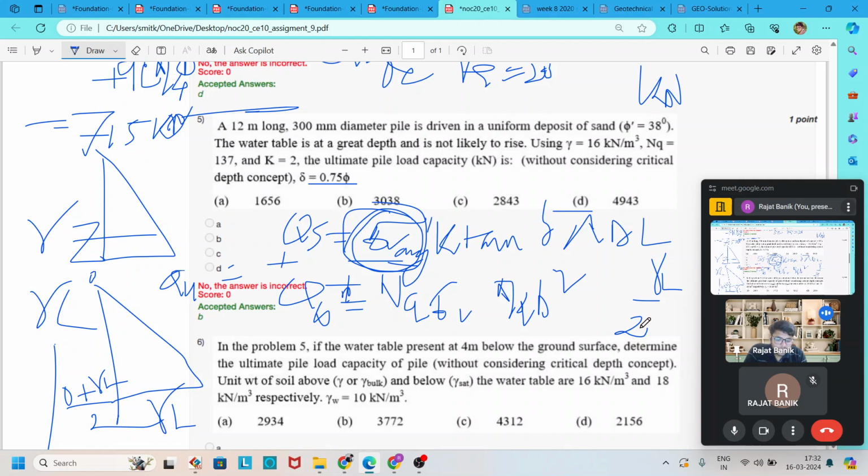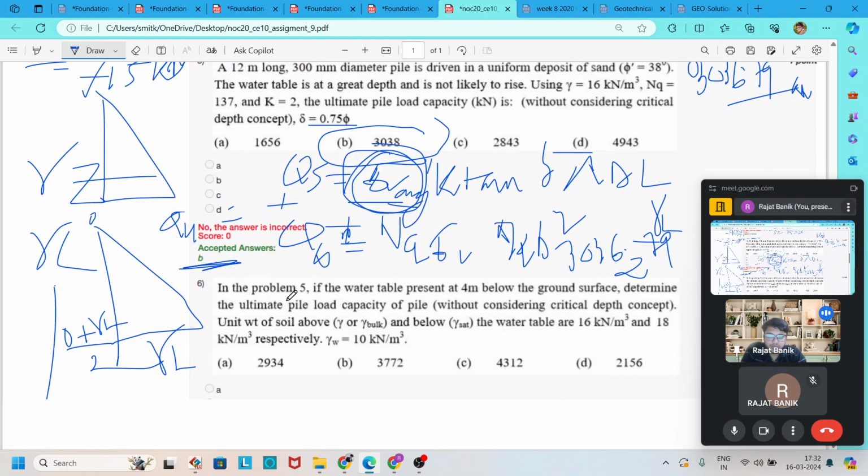0.75 into 38, into 0.3 into 12 into 3.14, plus Nq is 137 into gamma into L, which is 16 into 12, again into 3.14 into 0.3 squared, I made a mistake again, 0.3 squared divided by 4. The correct answer is 3036.79 kilonewton, which is almost equal to option B, 3038. So our correct option is option B.